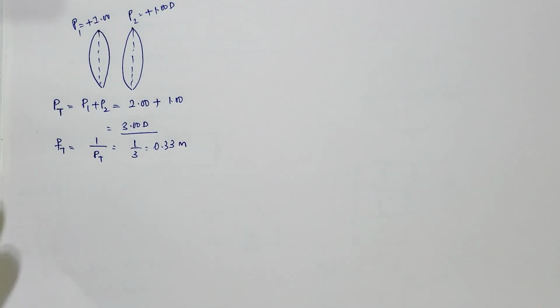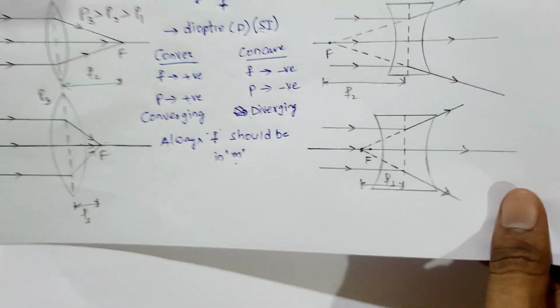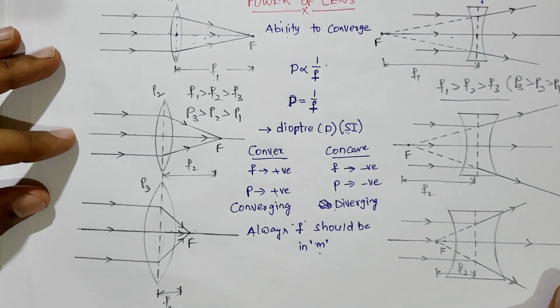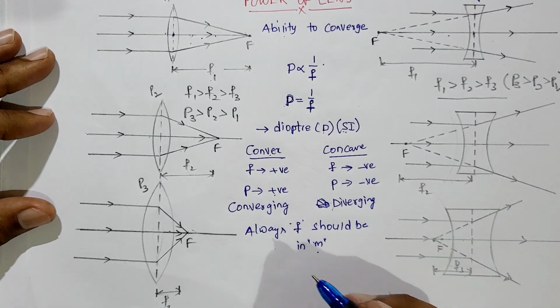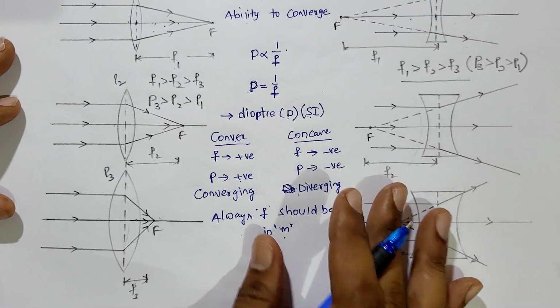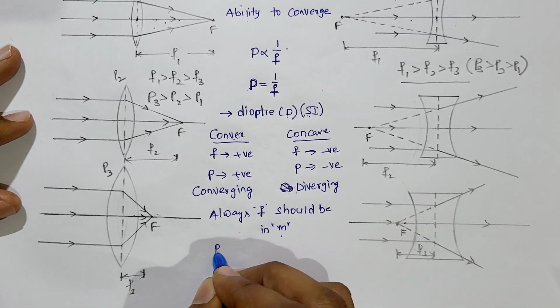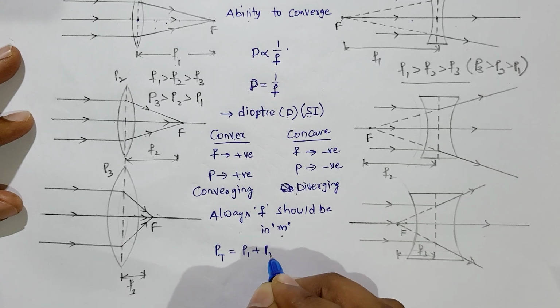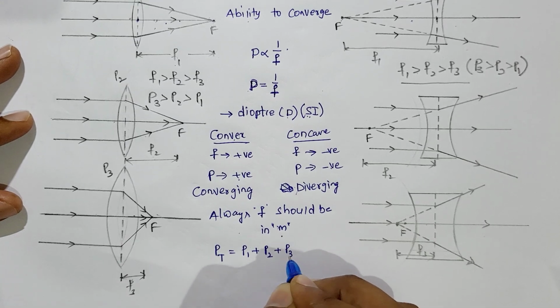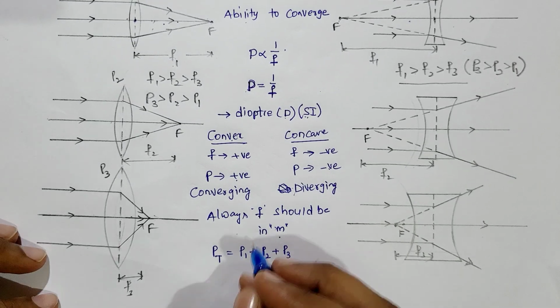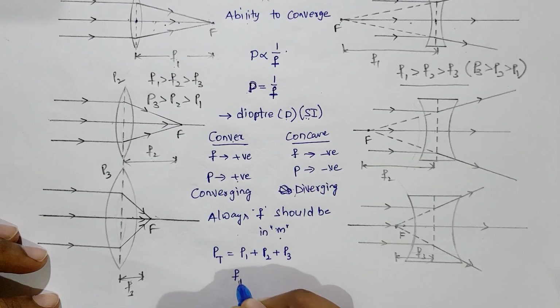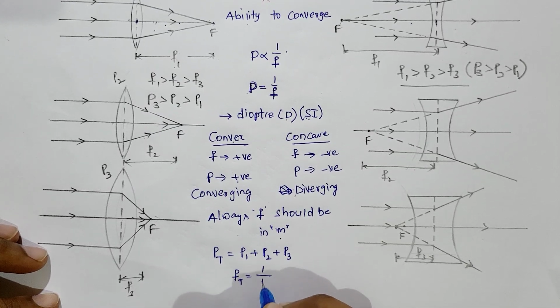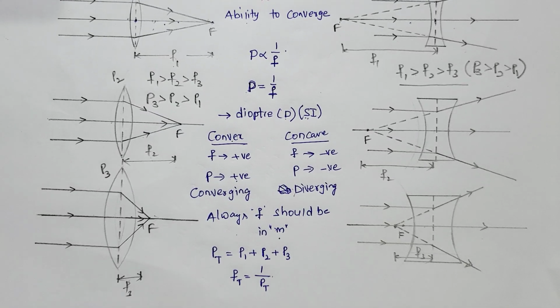Like this. So one more formula you need to remember here is, if there is any combination of lenses, and you want to find the total power, the total power will be equal to P1 plus P2 plus P3. Afterwards, the focal length of the combination will be 1 divided by total power.